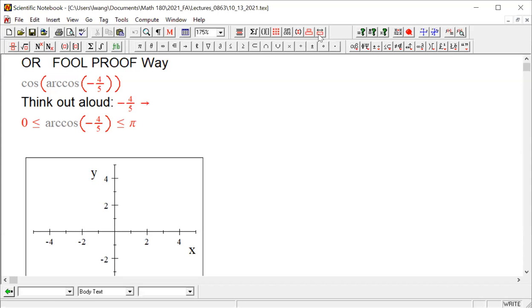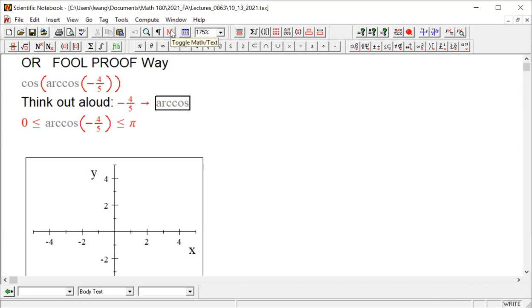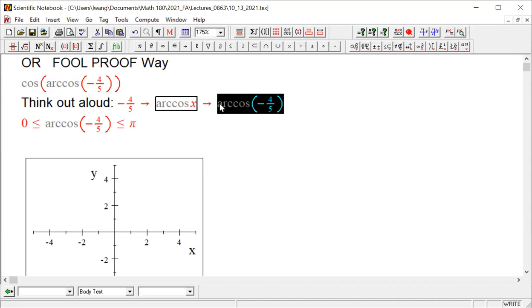ArcCosine takes what? Takes a ratio to produce an angle. So this is the ratio, this is the angle. And where is this angle going to be? The angle is going to be between 0 and pi. And the angle is about 143 degrees.